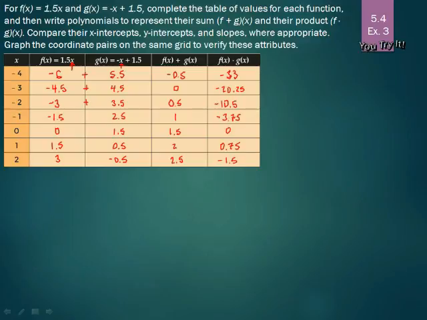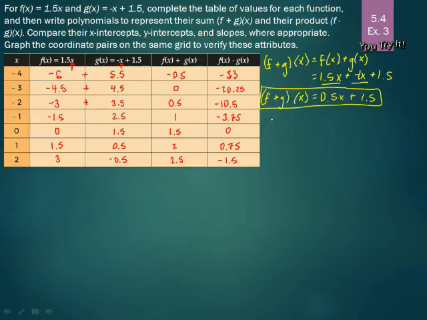So now that we have those values, let's go ahead and do the next step and write the polynomials to represent the sum and the product functions. And so first of all, for f of x plus g of x, we know f plus g of x is just equal to f of x plus g of x. And so substituting in our functions f of x and g of x, we would just get 1 and 5/10 x plus negative x plus 1 and 5/10. Then simplifying like terms, 1 and 5/10 x plus negative x, that's just 1 and 5/10 minus 1, because that's like a negative 1 in front there. So that gives us 5/10 x, and then plus 1 and 5/10. And so that is our function for f plus g of x.